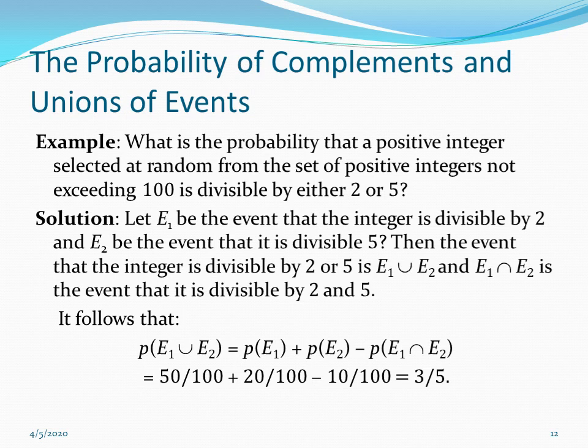The probability of E1 union E2 is equal to the probability of E1 plus the probability of E2 minus the probability of the intersection. The probability of E1: there are 50 integers divisible by 2, so the probability is 50 over 100. The probability of E2 is 20 over 100, because there are 20 integers divisible by 5. Minus 10 over 100, because there are 10 integers divisible by both 2 and 5, that is, divisible by 10. If you do the calculation, you should get 3 divided by 5.